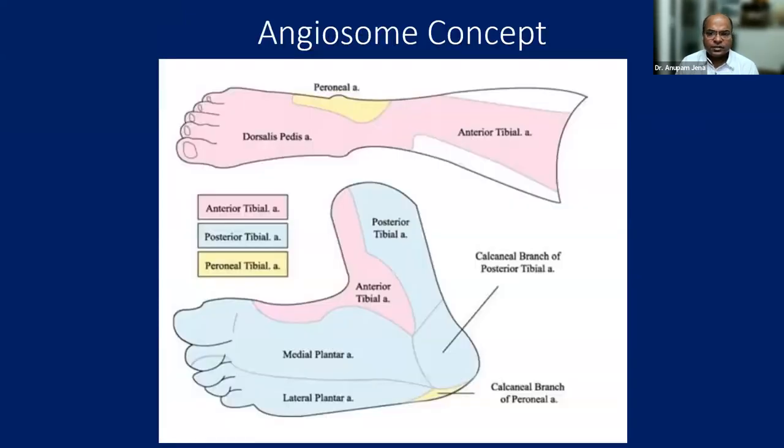Just a quick review of the angiosome concept, because in some cases this concept has also been challenged, whether it is truly applicable or not. But it is a traditional, well-established concept that we should try to open up the artery that is supplying the distribution where the disease is. If the ulcer is at the level of the heel, then we should try to open up the posterior tibial artery. If the ulcer is at the distal part of the foot, then we should try to open up the intertibial artery and the dorsalis pedis.